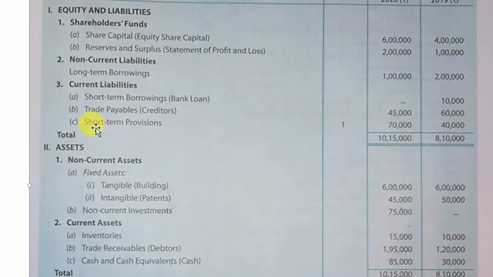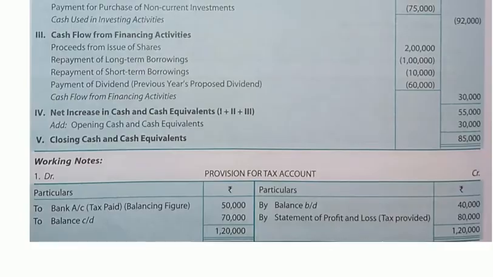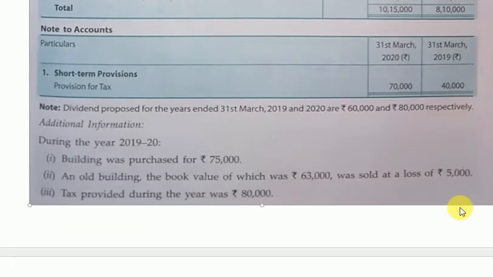And the last of current liability, point number C, is short term provisions. It has a note number 1 with previous year 40,000 and 70,000. This will require a ledger for provision for taxation from note number 1. Let us see first what is given in note number 1. Note number 1 says provision for taxation. So this will require a ledger for provision for tax, which I was discussing in the beginning.